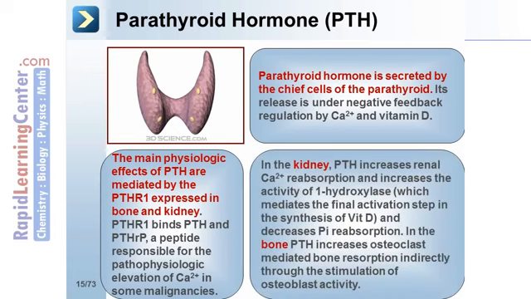In the kidney, PTH increases renal calcium reabsorption and increases the activity of 1-hydroxylase, which mediates the final activation step in the synthesis of vitamin D, and also decreases Pi reabsorption. In the bone, PTH increases osteoclast-mediated bone resorption indirectly through the stimulation of osteoblast activity.